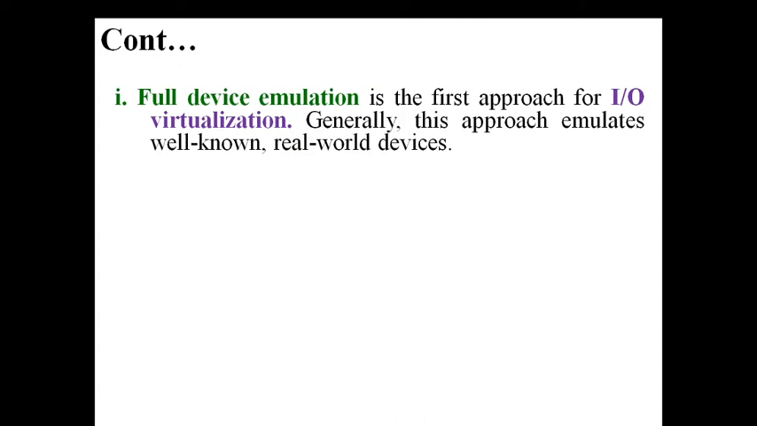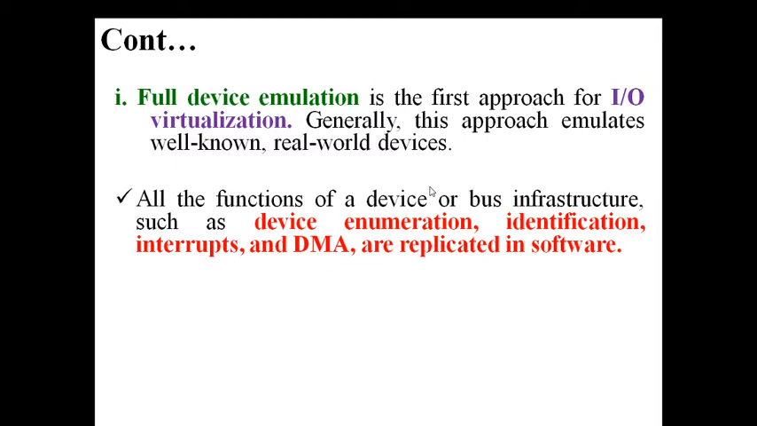The first approach for IO virtualization generally emulates well-known real world devices. So all the devices which we are going to use are going to be emulated. All the functions of a device and bus infrastructure, such as device enumeration, identification, interrupts and DMA, are replicated in software. In the software only they are going to be replicated. No need to worry about the host OS and the guest OS. The VMM will take care of it.